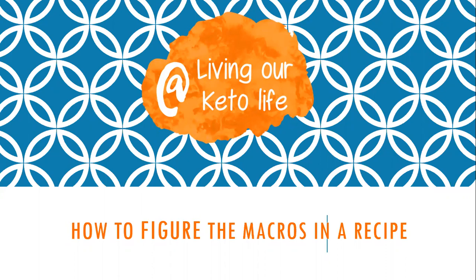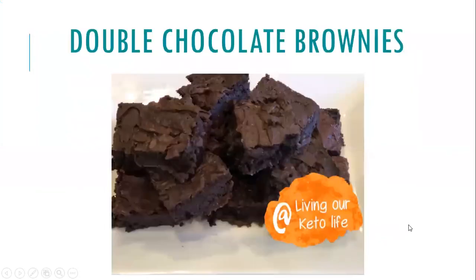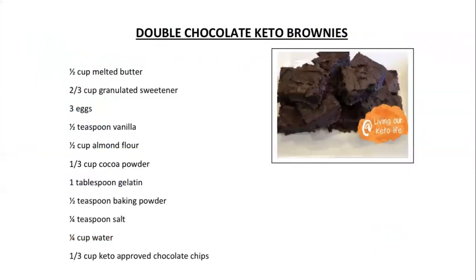So I will get messages all the time with people asking me how to figure out how many macros are in a recipe. So I am going to show you how we do that simply by showing you how I figure it out for my double chocolate brownies. This is not a recipe that is in my cookbook, and so I thought it would be a good one to figure out because I will need to figure it out for cookbook number 2. So here's our double chocolate brownies, and of course we have a recipe, and here is our list of ingredients.